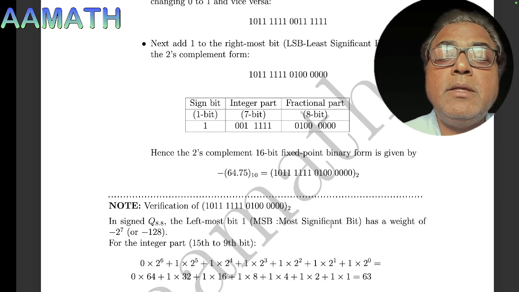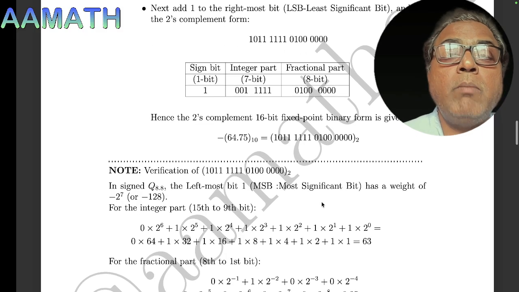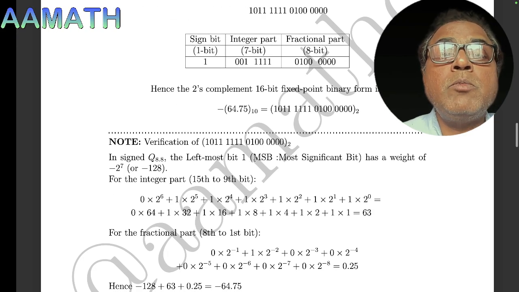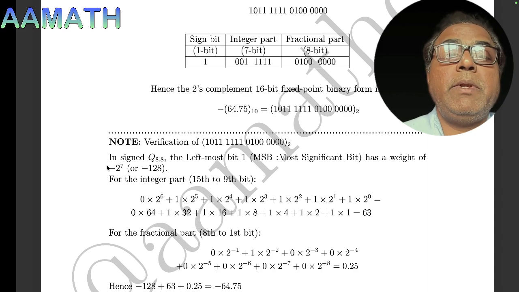Now we can verify this two's complement fixed point binary form by converting it to the original decimal form. The leftmost bit, the most significant bit, is 1. The value of this 1 is minus 2 to the power 7, or minus 128.